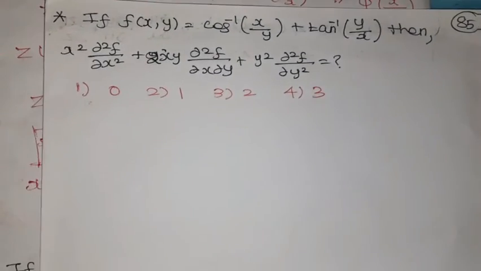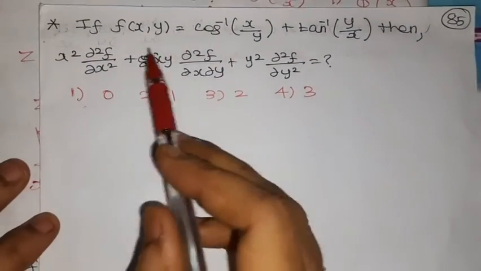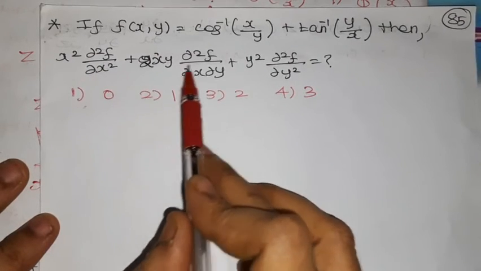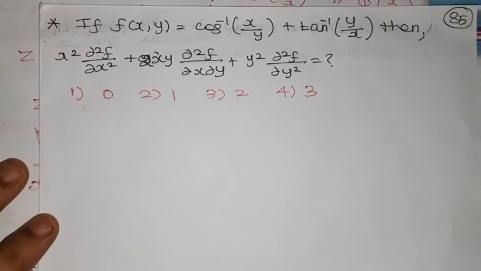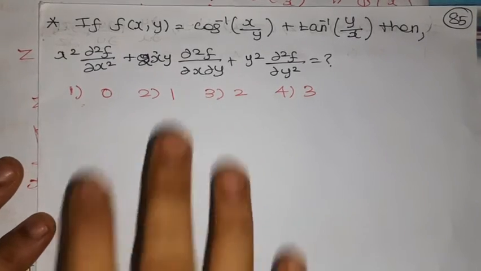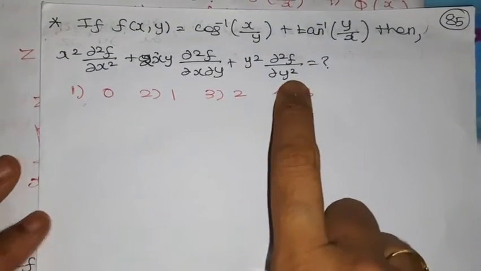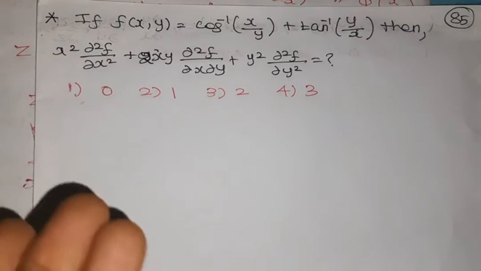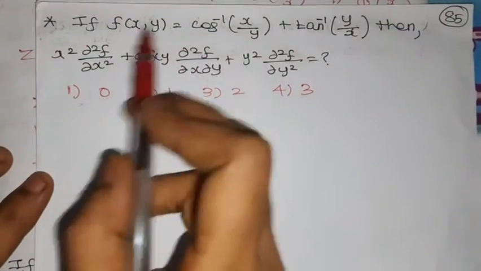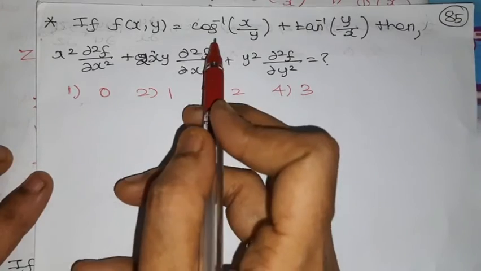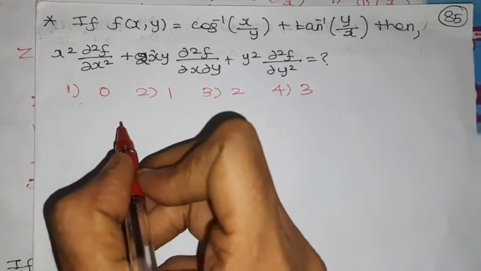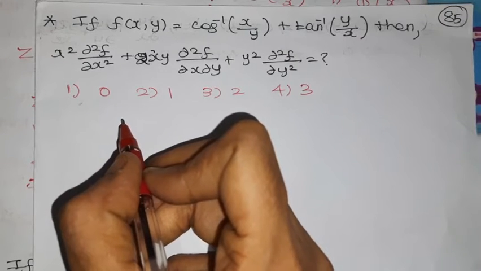We'll see. F of x comma y is given. We need to find out x squared ∂²f/∂x² + 2xy ∂²f/∂x∂y + y squared ∂²f/∂y². It is known as extended Euler's theorem. For that, if it is x ∂f/∂x + y ∂f/∂y, what is that? N into f. For that, n into n minus 1 into f. So first we need to write down the question. So it is given, f of x comma y equal to cos inverse of x by y.